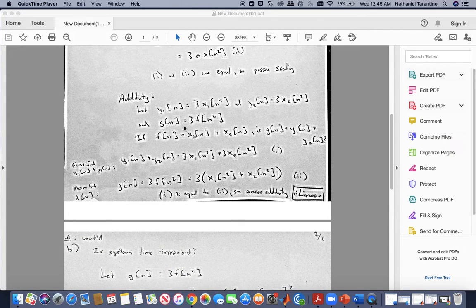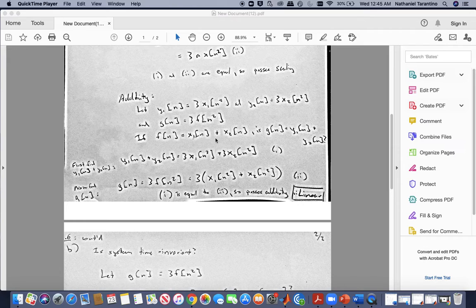Next test is additivity. Basically, you define three equations. y1 of n is equal to 3 times x1 of n squared, y2 of n is equal to 3 times x2 of n squared, and g of n is equal to 3 times f of n squared. Then you define f of n equal to x1 of n plus x2 of n, and you see, okay, if this is the input, is the output the sum of the two former outputs?